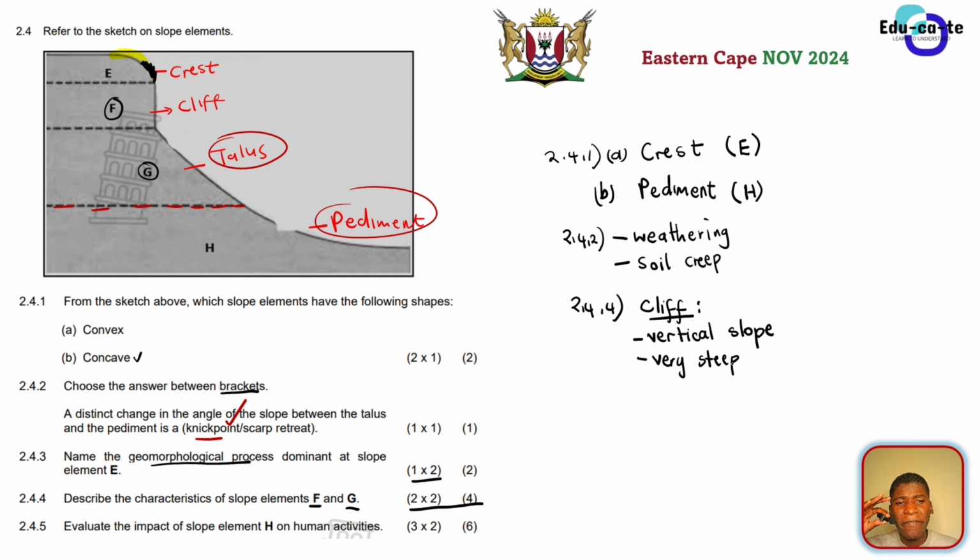Since it looks like a vertical slope, if you are going to stand here on the cliff, you are not going to stand straight. You are going to fall there. Don't even try it. So basically, this cliff is a very steep slope.